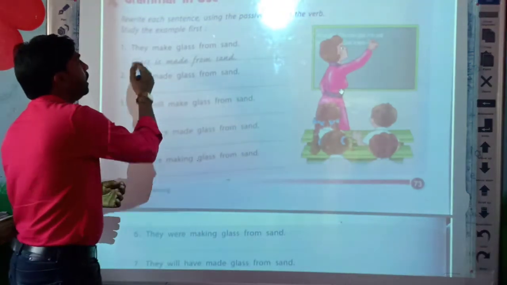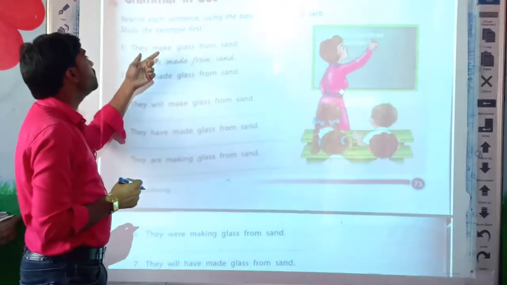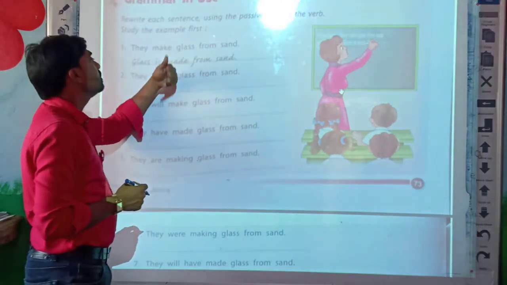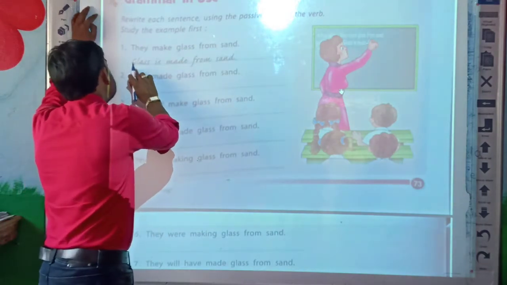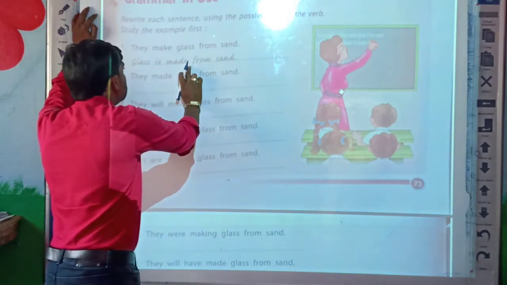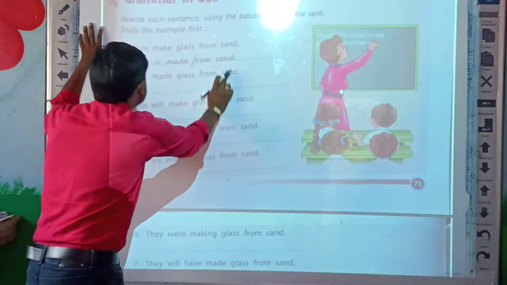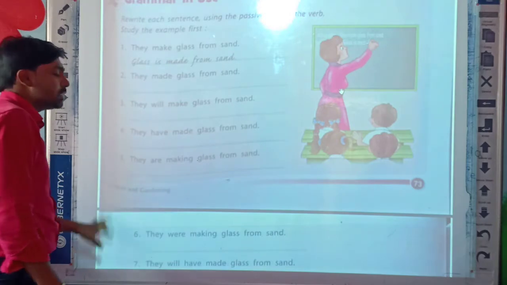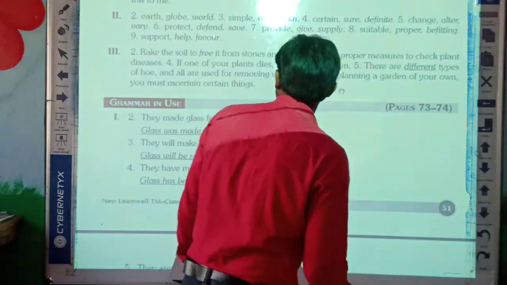They make glass from sand. So here the subject is glass and the object is sand. What is written here? Glass is made from sand. In this way this sentence is done. The remaining sentences we have to do in passive voice. So let's see their answers.